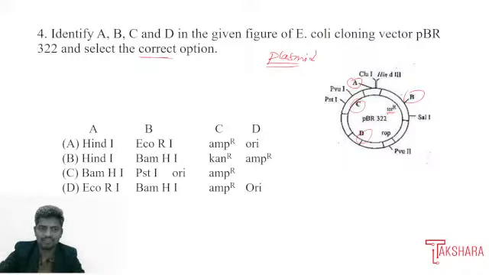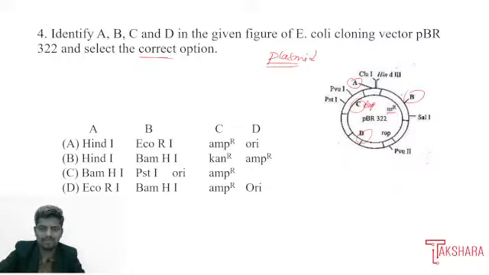So in the options, C is ampicillin. Option A is there, C is there, and D also they have. Okay. So option C is nothing but the ampicillin resistance gene.